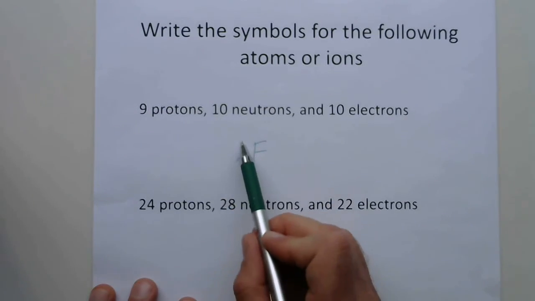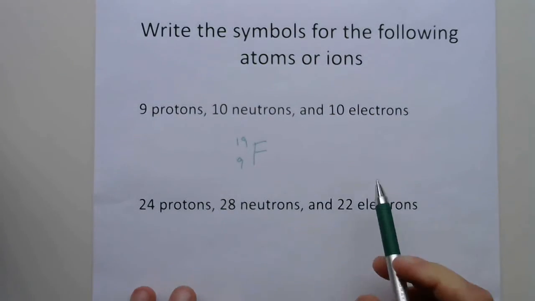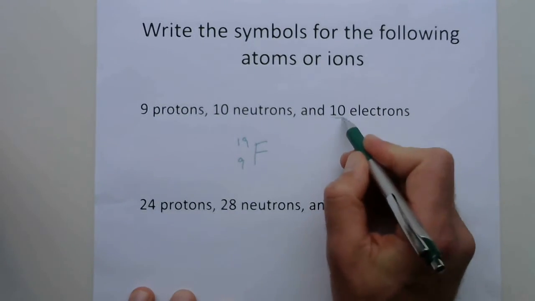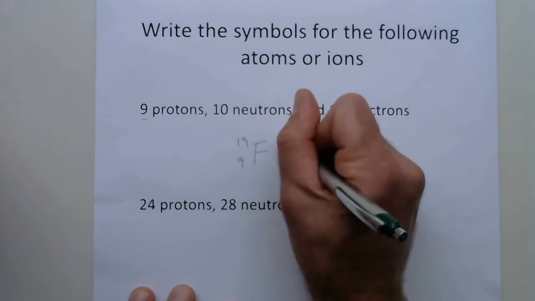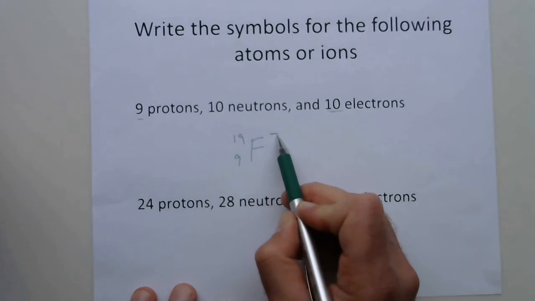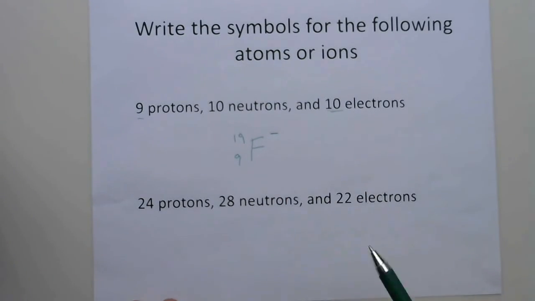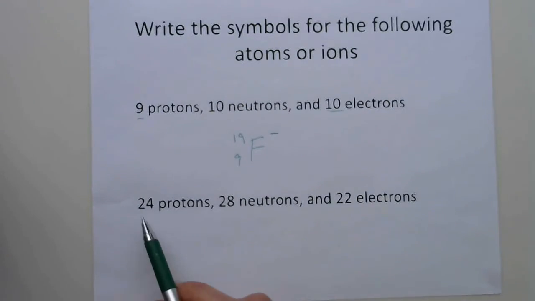Neutrons 10, so we know the mass number should be 9 plus 10, 19. And then we have 10 electrons, so 10 negative charges, 9 positive charges, so we have an extra negative charge, so we'll put a negative right there. You don't need to put the 1. If there's just a negative sign, the 1 is implied. So when you have a -1 charge, just a negative sign will be adequate.